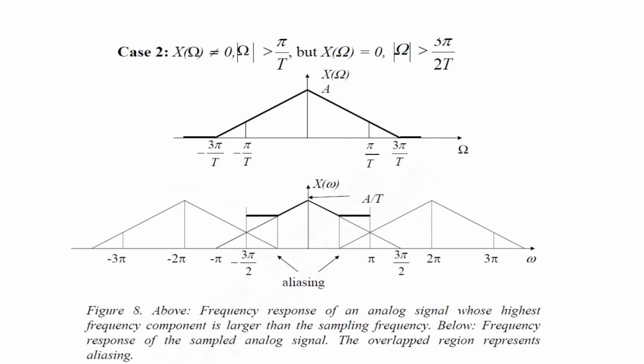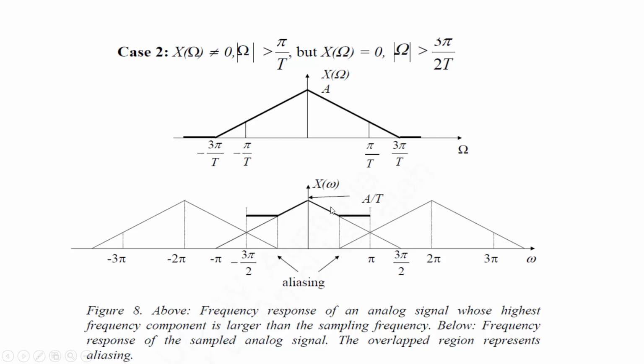Very important result. Now, let's take the second case where the analog spectrum is not 0 beyond minus pi by T and plus pi by T. Figure 8 shows that X of capital omega is not 0 outside minus pi by T to pi by T. So that means the analog spectrum extends beyond minus pi by T to pi by T. And once you do the analog to digital conversion process on this signal, the digital signal will repeat from minus pi to pi, right? So it goes from here to minus pi.